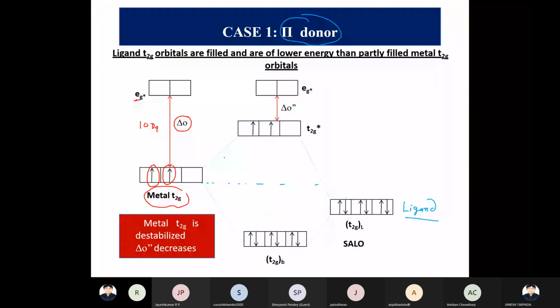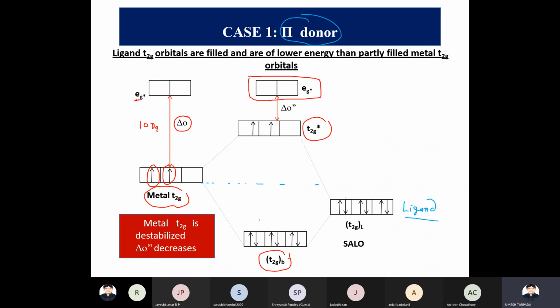But whenever you are having such a case, that is, ligand is a pi donor, so at that time you are getting 2 orbitals from this T2G set, T2G bonding and T2G anti bonding. This is T2G anti bonding and T2G bonding, and Eg star remains as it is, having same energy. See, इनकी energy में कोई change नहीं हो रहा.